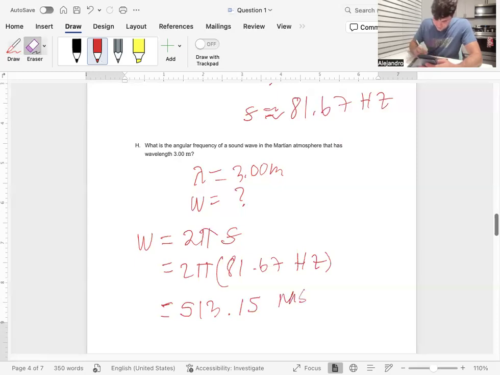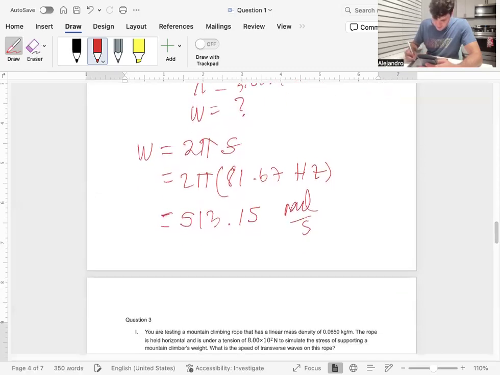radians per second. That's the answer for H.